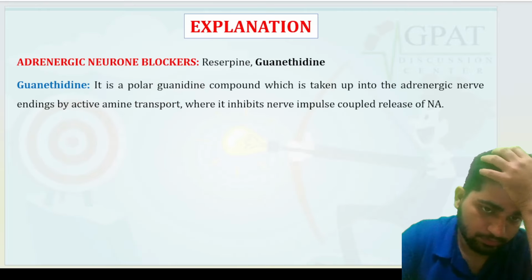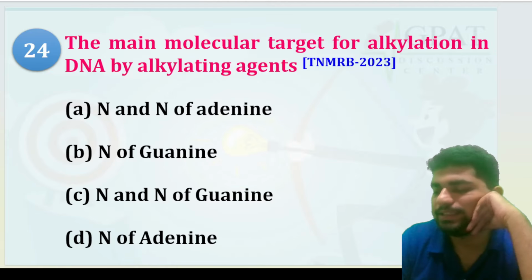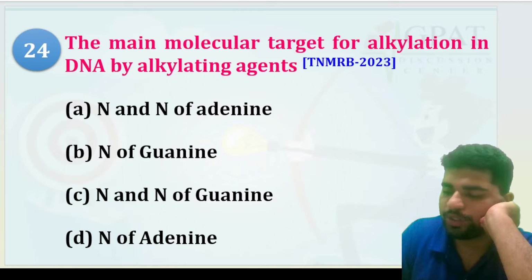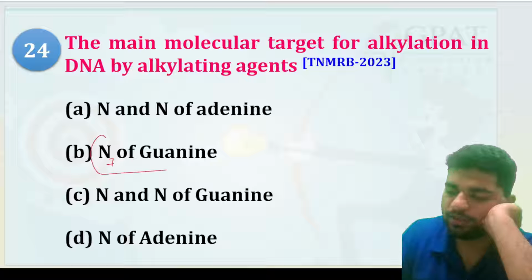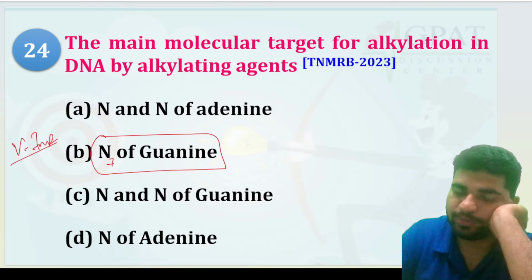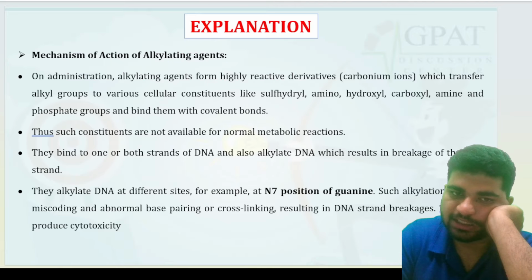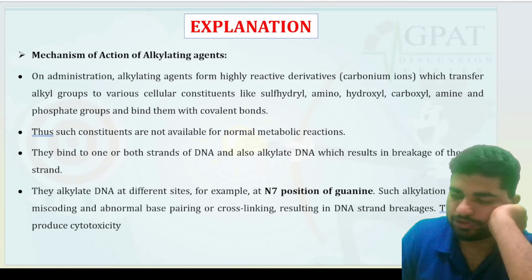The main molecular target for alkylation in DNA by alkylating agents is the N7 of guanine. That is the N7 position of guanine, which is very important, guys. Very important.